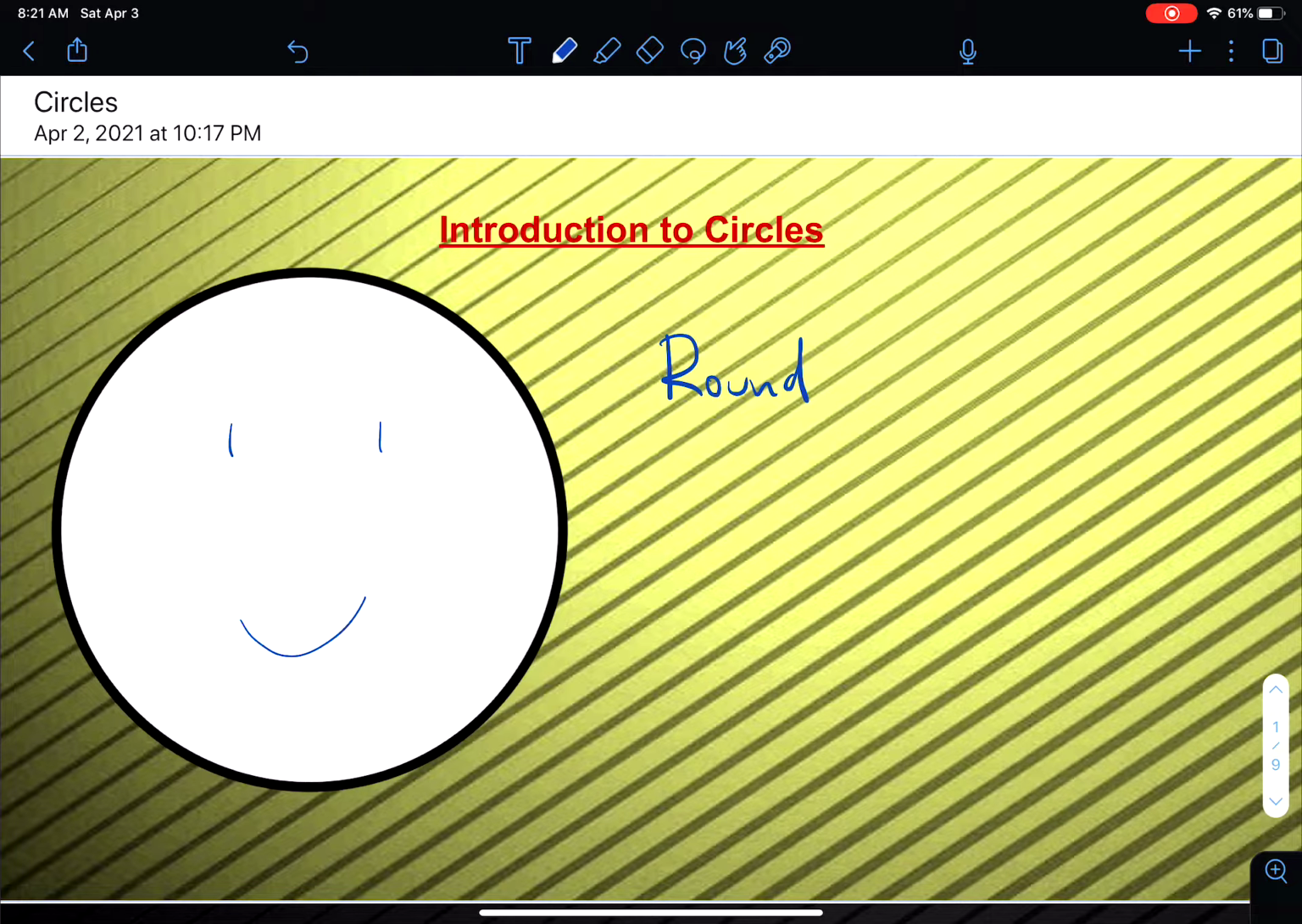What else do we notice about this circle? Or a circle in general? Well, it's smooth. No points or edges. And what else? Okay. You might be wondering what really is the definition of a circle. Well, it is a round figure with this boundary that I'm going to highlight.